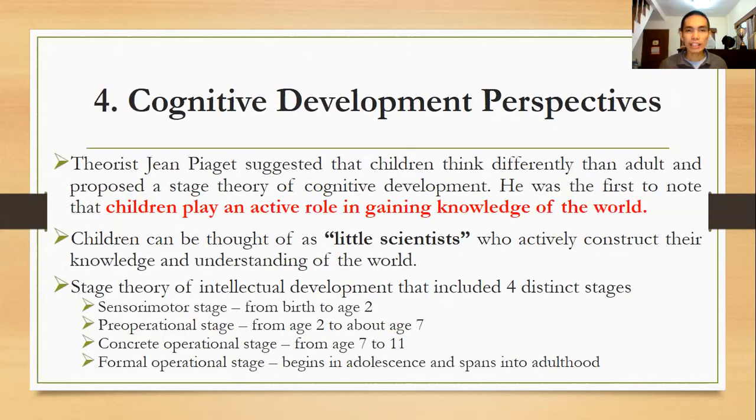The next one is the cognitive development perspective. Theorist Jean Piaget suggested that children think differently than adults and proposed a stage theory of cognitive development. He was the first to note that children play an active role in gaining knowledge of the world. Children can be thought of as little scientists who actively construct their knowledge and understanding of the world.